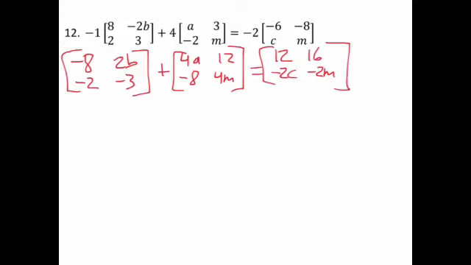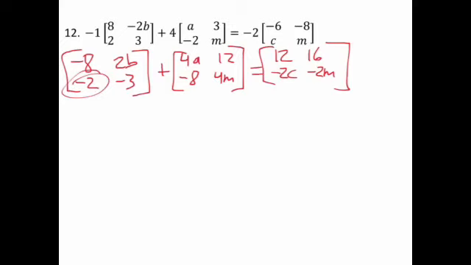Alright, so what you see now is me taking the number in front of the matrix and timesing everything in the matrix by what's in front. And this is what you'll get. You get these matrices right here, and now I can actually use these to write my equations. So negative 8 plus 4a is going to equal 12. 12b plus 12 is going to equal 16. 2b plus 12 equals 16.